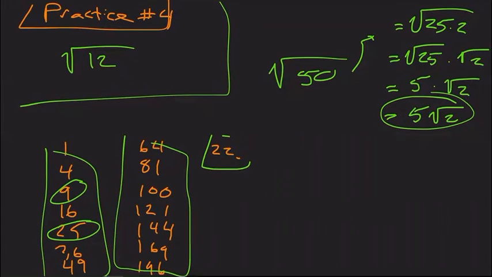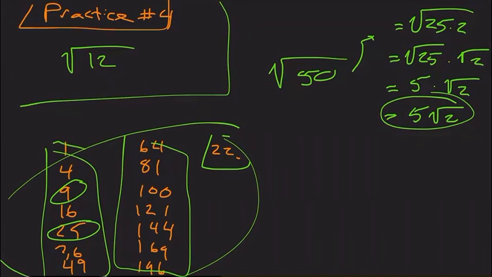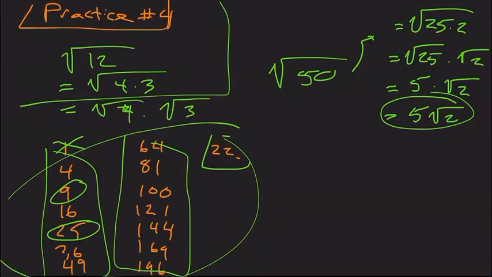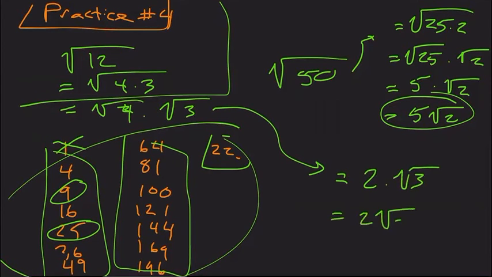All right, let's have a look. So 12 is not one of our perfect squares. So we're looking for which of these can go into it, besides 1, because 1 can obviously go into anything. So this one, 4 can go into it. So we'll rewrite it as square root of 4 times 3. Break it apart. Square root of 4 times square root of 3. And then square root of 4 is 2. So we have 2 rad 3.